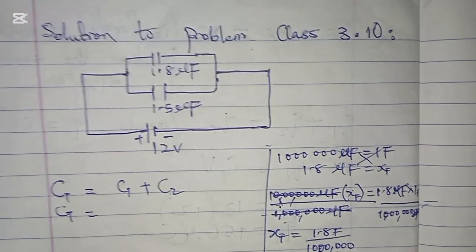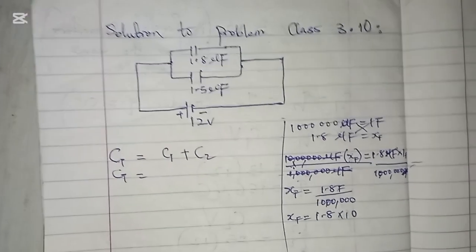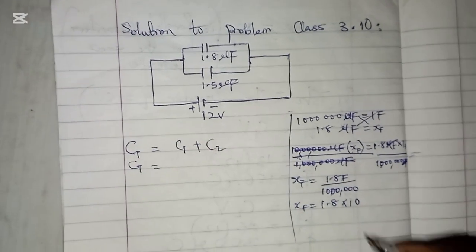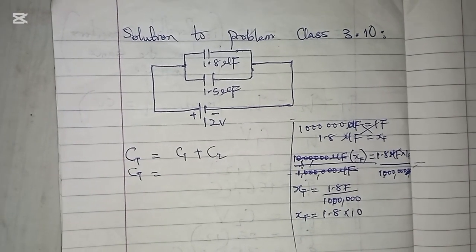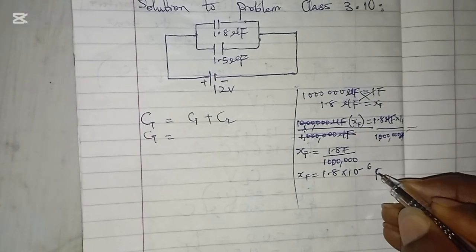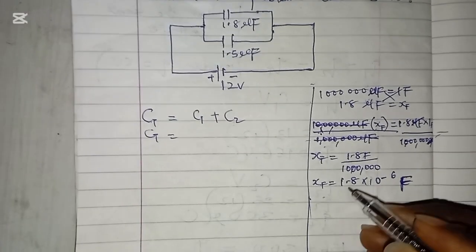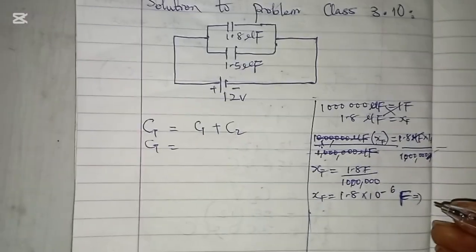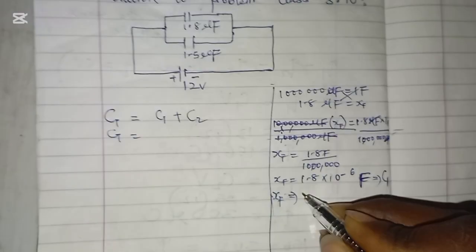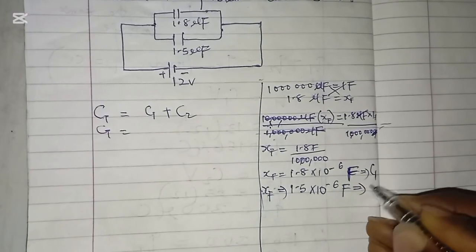Okay, I'm supposed to do division. It's divided by 1 million. So you get 1, 2, 3, 4, 5, 6. So you get this far. So that x farad is equals to the first capacitance C1. To do the second one without stressing yourself, it will simply be 1.5 times 10 raised to the power minus 6 farad for C2.